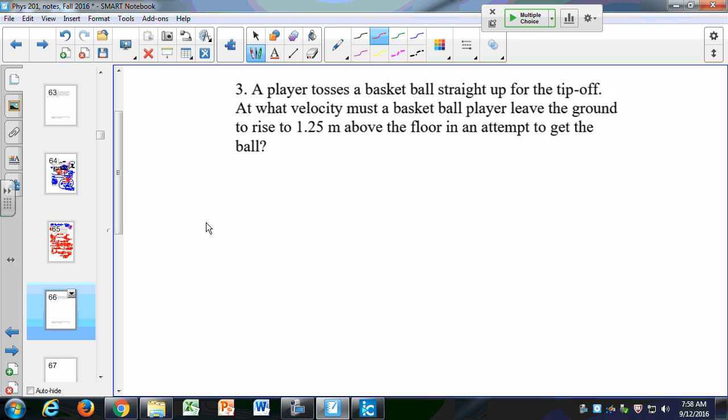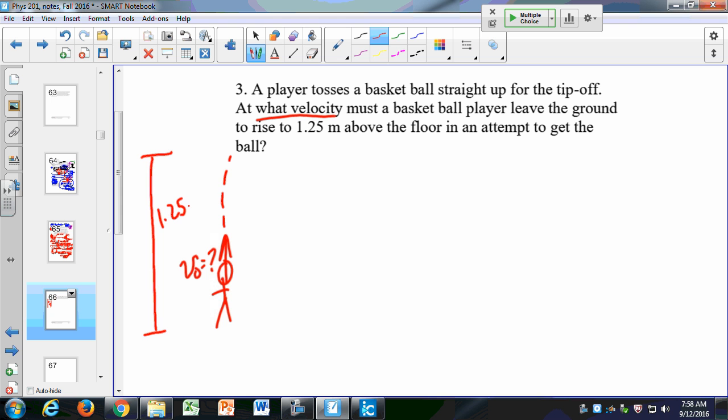I have a player here. He needs to jump with a certain initial velocity, and I want to know what velocity that is so that he goes up to a distance of 1.25 meters. And then he's going to come back down. So what velocity must he jump in order to go up a distance of 1.25 meters? If he goes too slow of a velocity, he's not going to go high enough. If he goes too big of a velocity, he'll overshoot the 1.25 meters.